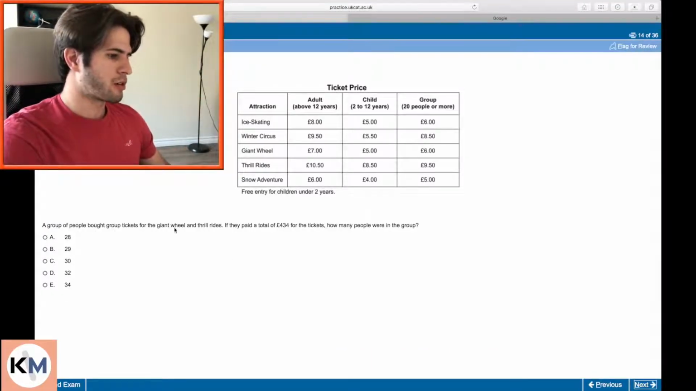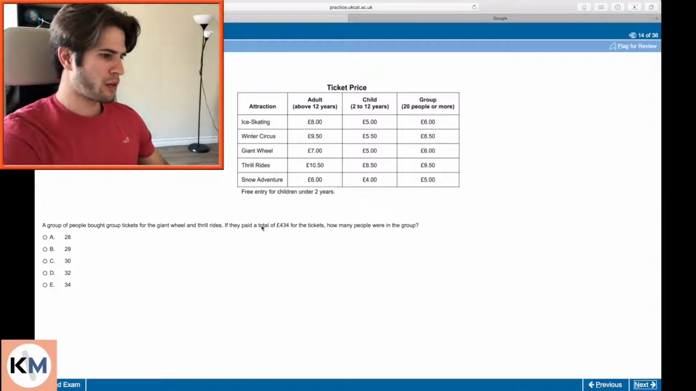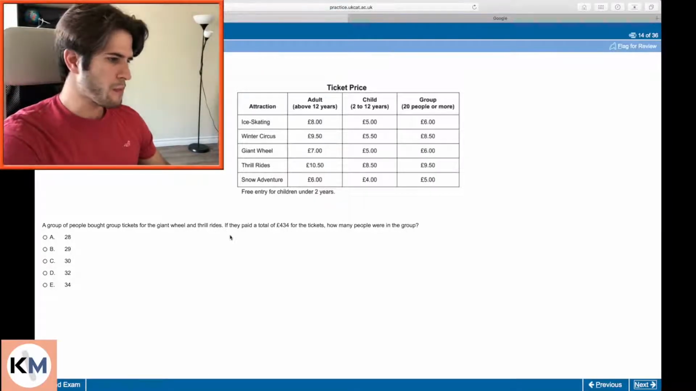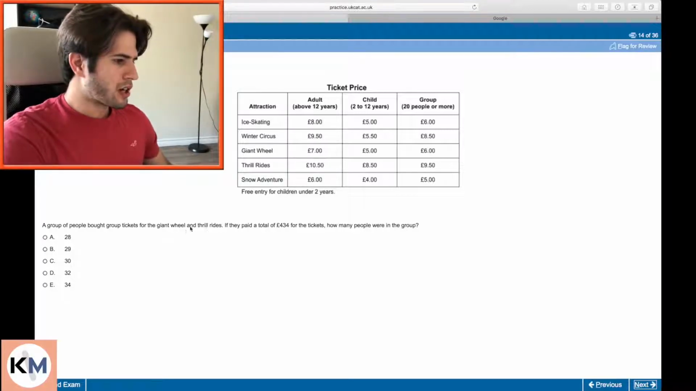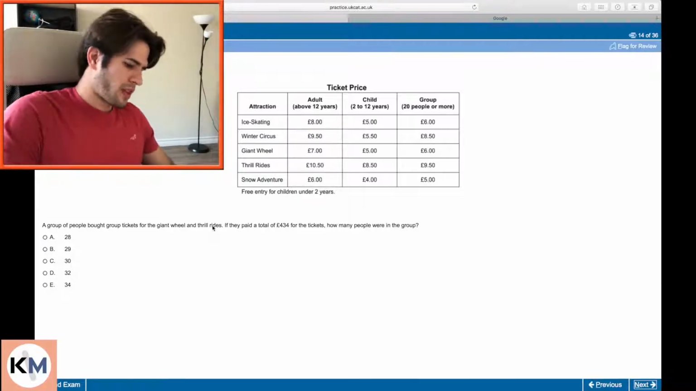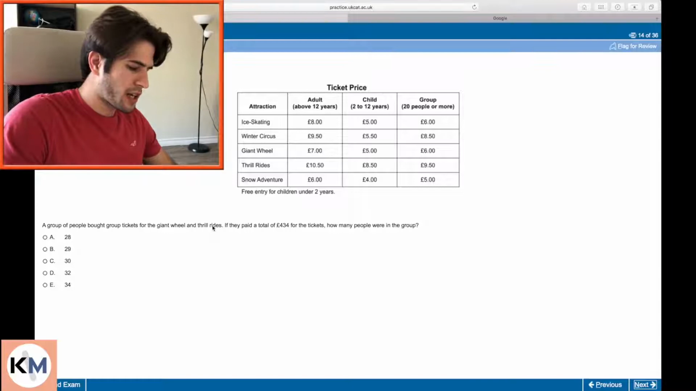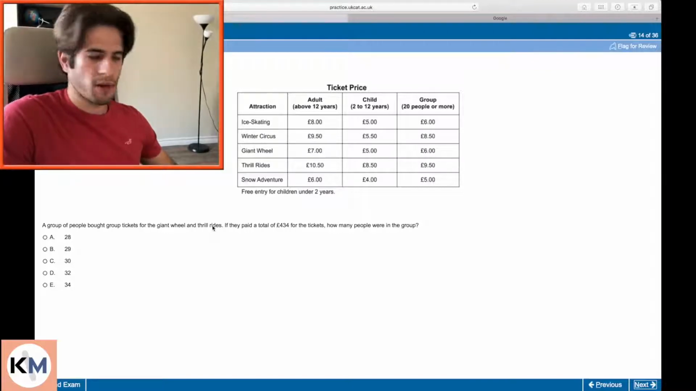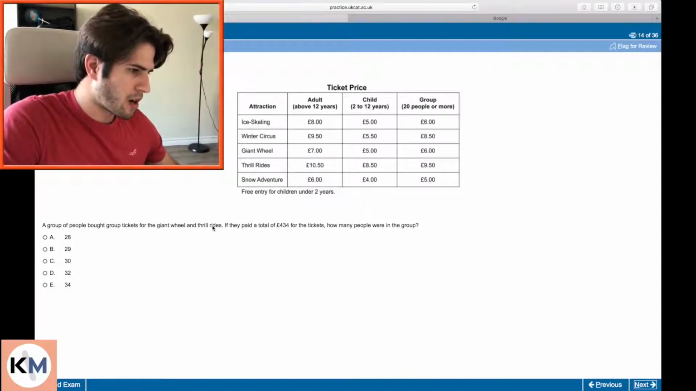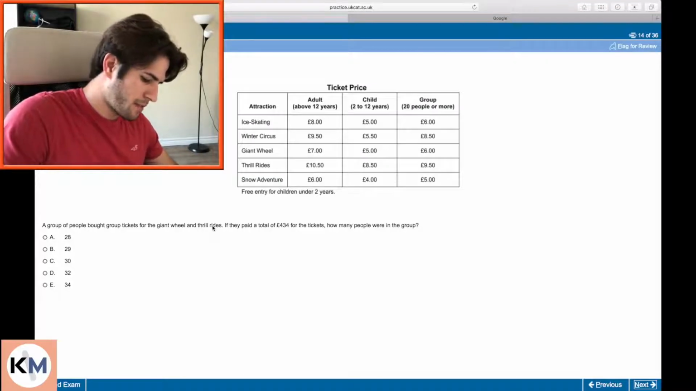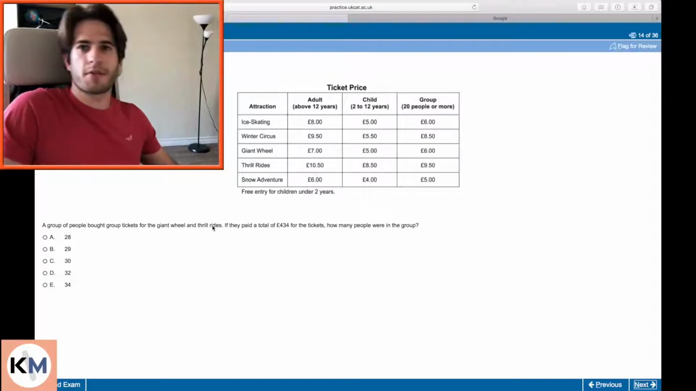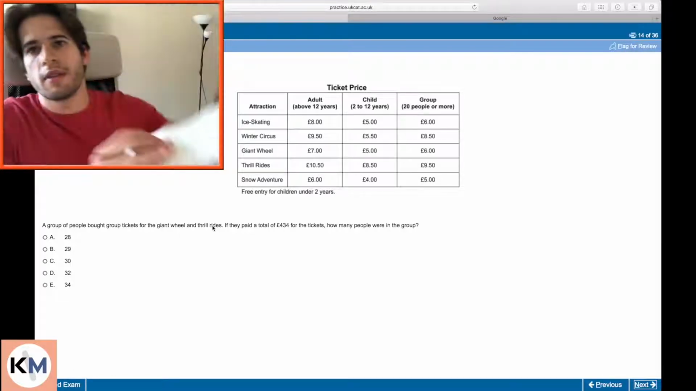A group of people bought group tickets for the Giant Wheel and Thrill. If they paid a total of $433, how many people were in the group? For Giant Wheel and Thrill, so X number of people times the Giant Wheel price for a group of 20, which is 6, so X times 6 plus the same X, the same number of people, times Thrill, which is 9.50, so 9.5, equals 434. So we have this pretty simple algebraic equation. Let's solve it.